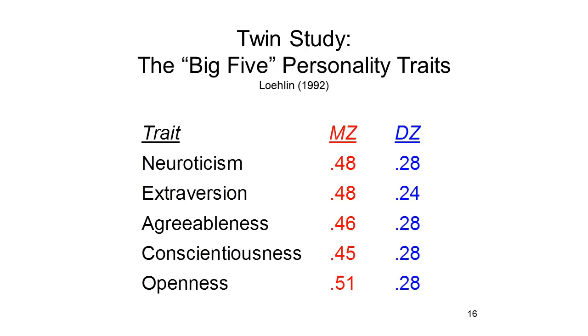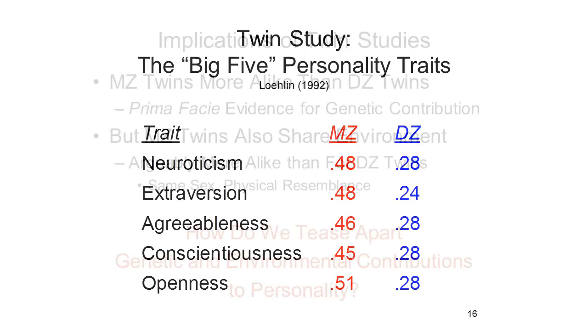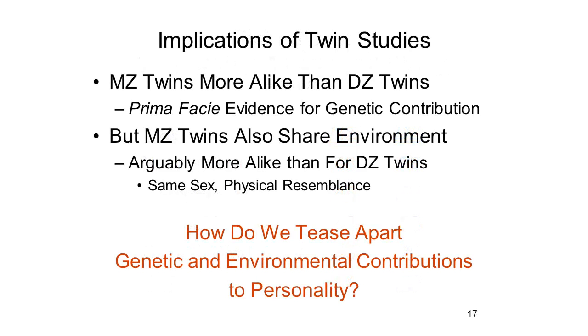Now here's some real twin study data, taken from a study by John Loehlin and his colleagues, in which monozygotic and dizygotic twins were administered a personality inventory that contained scales measuring the Big Five personality traits. Studies using other personality inventories have obtained similar kinds of findings. You can see that on each of the Big Five personality traits, monozygotic identical twins are more alike than dizygotic fraternal twins. Results like this provide prima facie evidence for a genetic contribution to individual differences in personality.